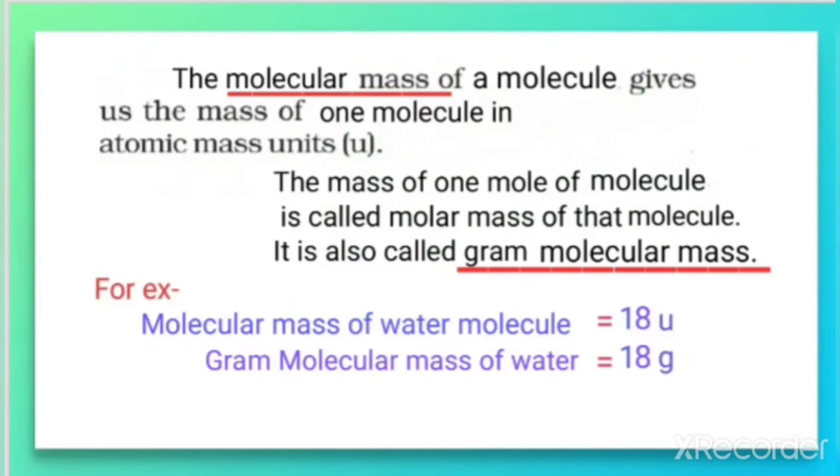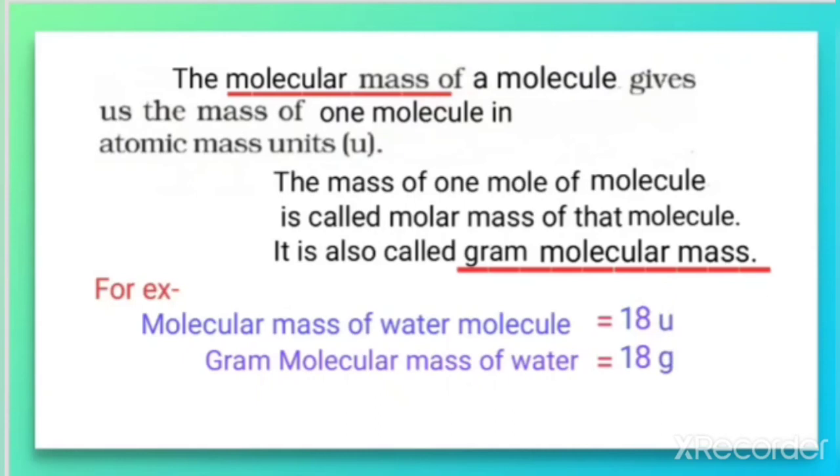So let us take an example of the water molecule. As we have already discussed, the molecular mass for the water molecule is 18 u. So what will be the gram molecular mass for water? The number is the same here, that is 18. But what is different? In the place of u, you have to keep gram. So I think it is clear what is molecular mass and what is gram molecular mass. It is always easy once you have learned the atomic mass or the molecular mass. But when you are writing the gram atomic mass or the gram molecular mass, you have to change the unit.